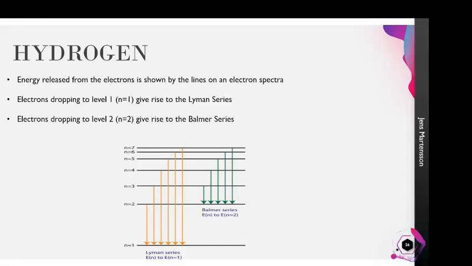And we see that in the Balmer series, we have a drop from all of these orbitals, n equals 7, n equals 6, n equals 5, n equals 4, n equals 3, all to n equals 2 and no lower, which gives rise to the Balmer series.